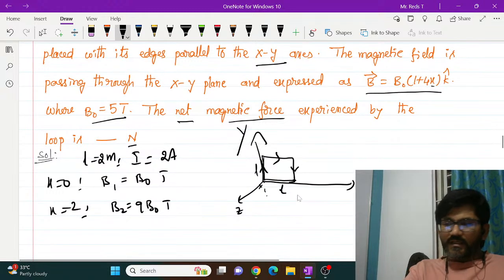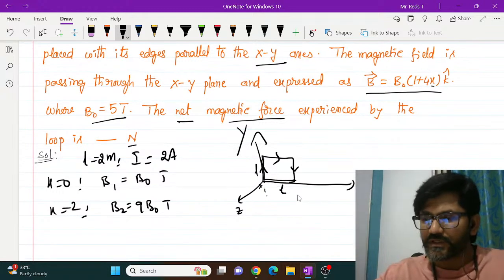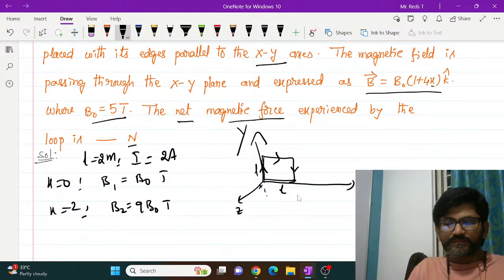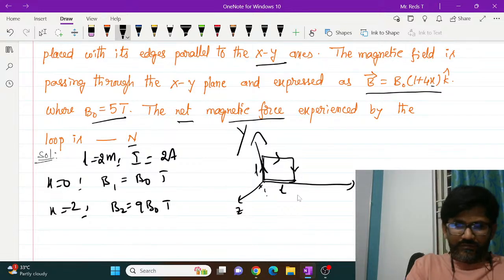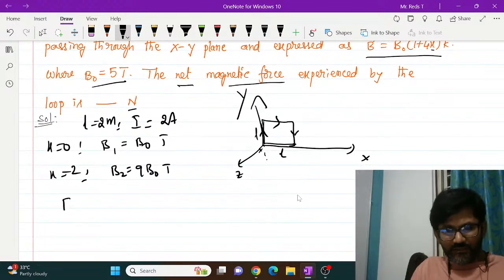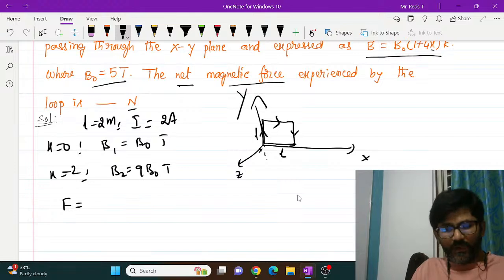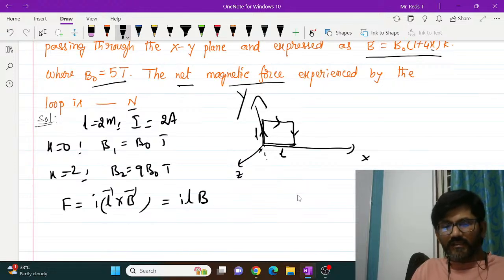In this case, to calculate the required parameter, you have to remember the expression for the magnetic force on a current carrying wire in an external magnetic field. There is a variable magnetic field, and in this we have kept a loop. The loop has four sides. So F is equal to I L cross B, L bar cross B bar, simply you can say I L B sin theta.